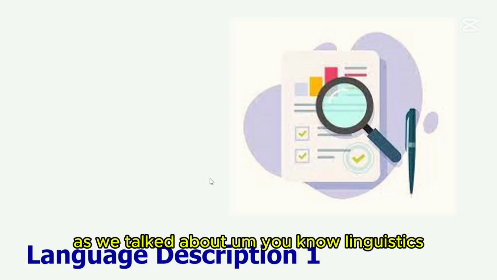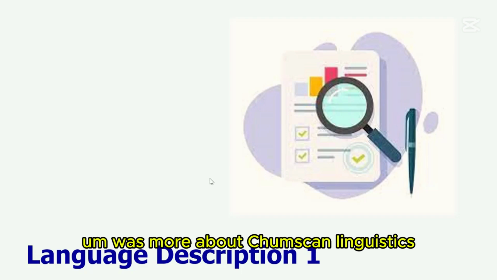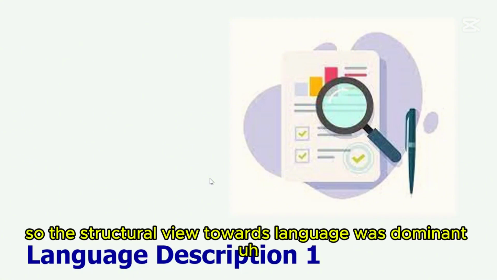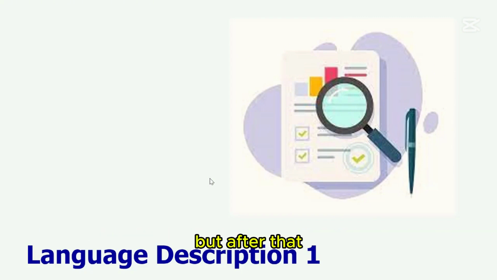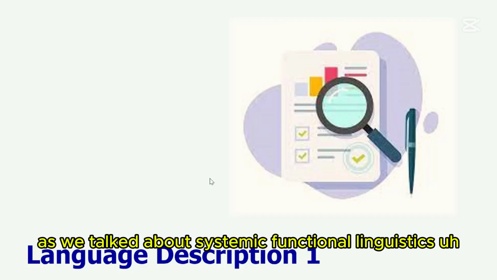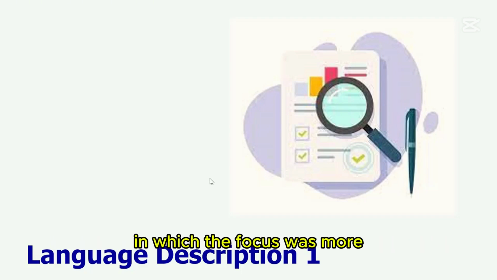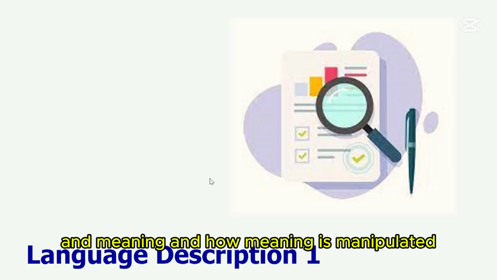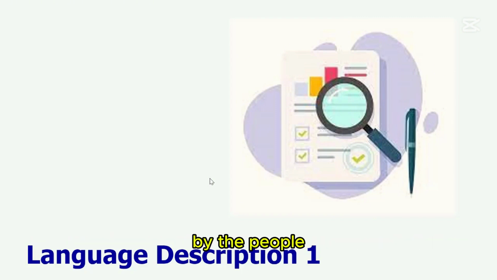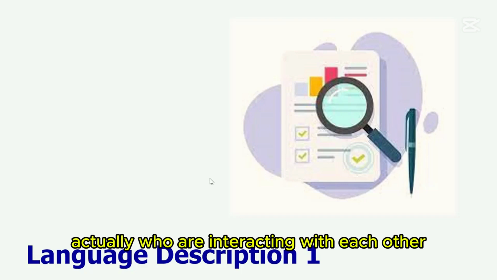As we talked about, linguistics was more about Chomskyan linguistics, the deeper structure and surface structure. So the structural view towards language was dominant. But after that, we see Hallidayan linguistics came to the fore, as we talked about systemic functional linguistics, in which the focus was more on meaning and how meaning is manipulated and controlled by making different choices by the people who are interacting with each other.